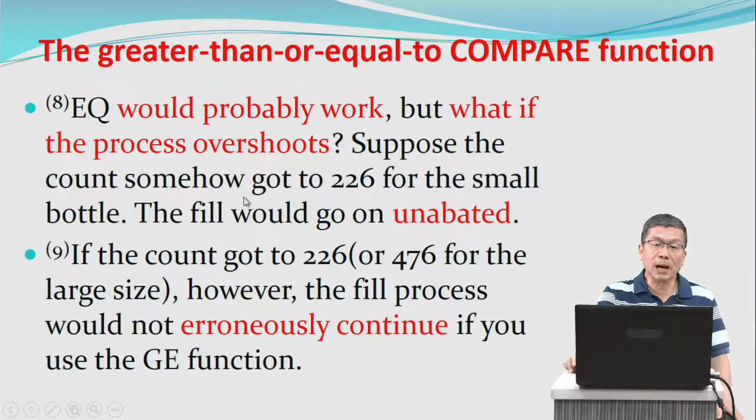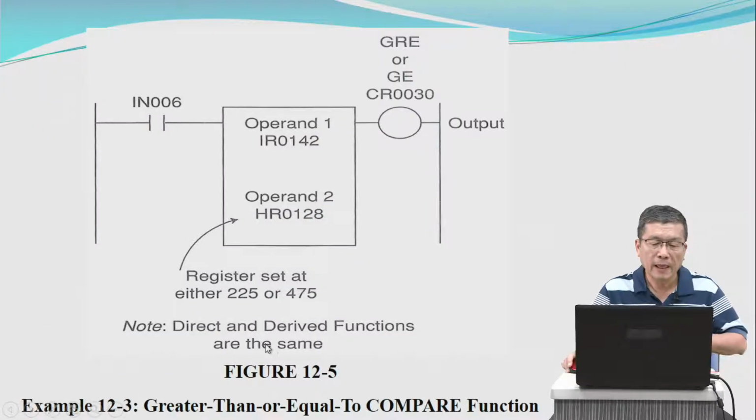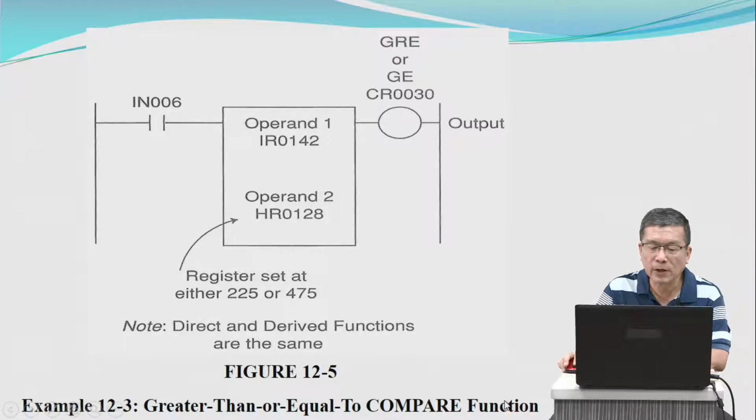Suppose the count somehow goes to 226 for the small bottle. The fill will go on unabated. If the count goes to 226, or 476 for the large size, however, the fill process would not erroneously continue if you use the GE function. This picture shows the greater than or equal to compare function.